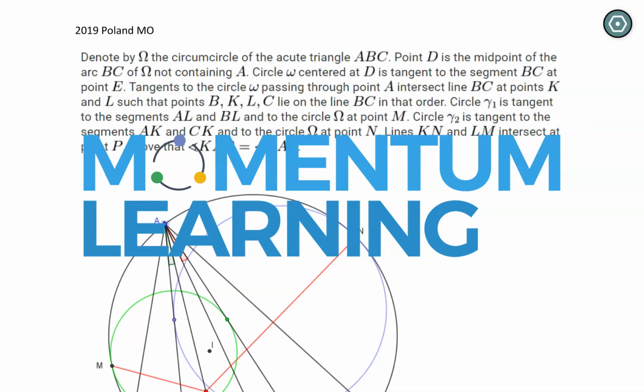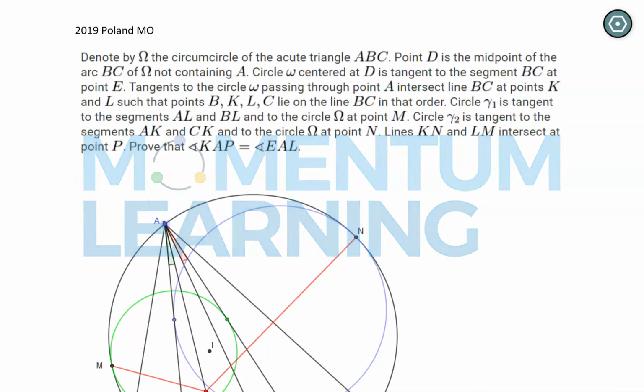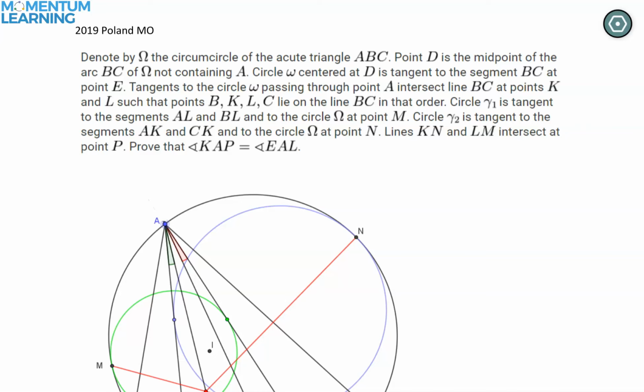Hello everybody, this is 2019 Poland Math Olympiad and here we go. This is a geometry problem obviously. I also have a sketch, so let's make sure all the points are clearly marked and labeled on my picture, and we can move forward.